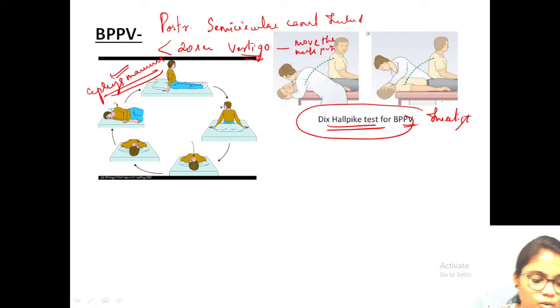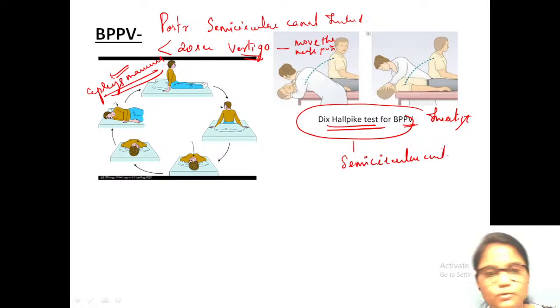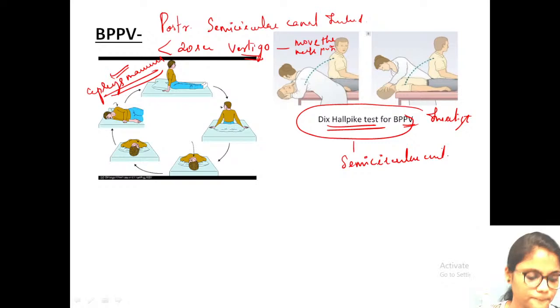So this is what you have to see. To check our semicircular canal, we are using this kind of a test. So please remember, benign paroxysmal positional vertigo is very important.